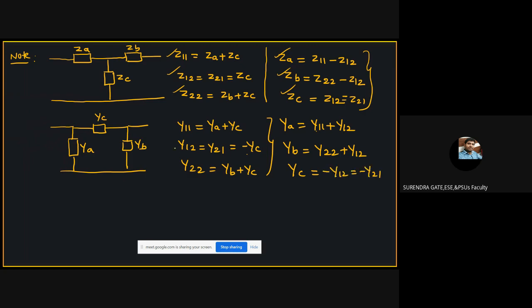Like this, by giving YA, YB, YC, we can calculate Y11, Y12, Y22, and by giving Y11, Y12, Y21, Y22, we can calculate YA, YB, YC. Okay, this concept is also important. That also you concentrate, students. Clear? And one more important point.